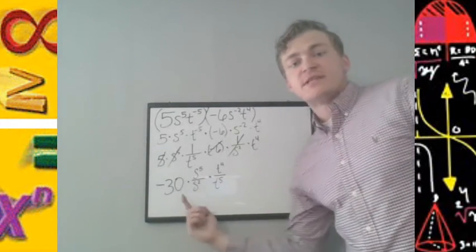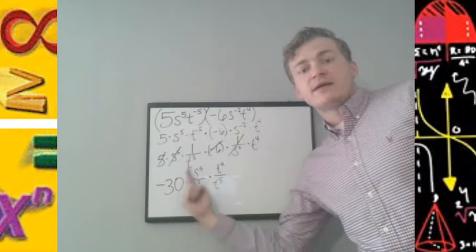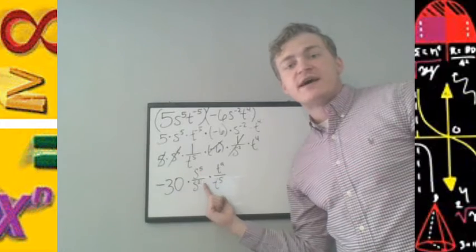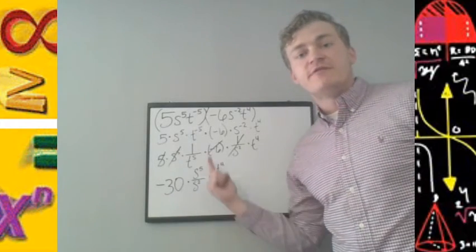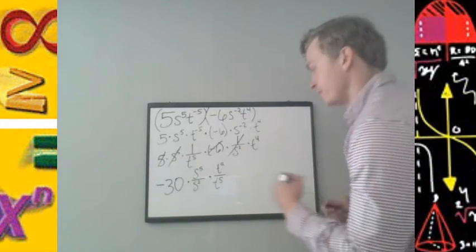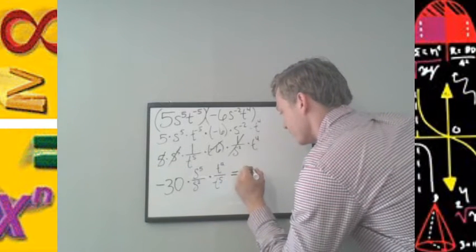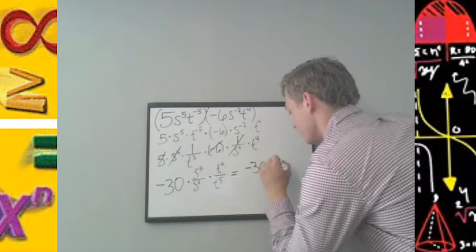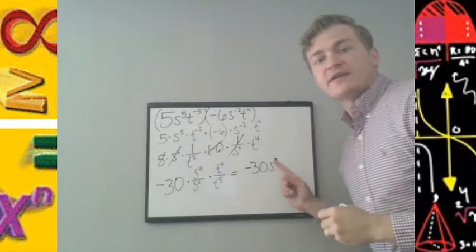So now let's just look to simplify. Negative 30 is multiplying this here. 5 factors of s divided by 2, we're eliminating 2. 5 minus 2 is 3. So we still have 3 factors of s.